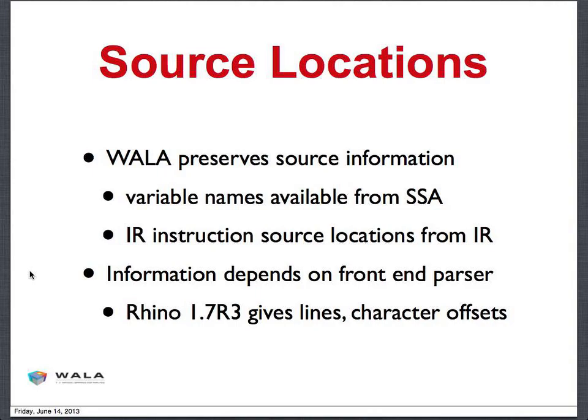And IR instruction source locations are available from the IR as well. The information depends on the front end in terms of how precisely we can map instructions back to the source code. But it's worth noting that for all of the front ends we have, the mapping is much more precise than it's possible to express, for example, with Java bytecode. The bytecode format only allows you to express line numbers. That's all the Java spec, but for JavaScript we have much more precise information in all the front ends we have. What I'm going to tell you is based on what we currently get from Rhino 1.7.3.